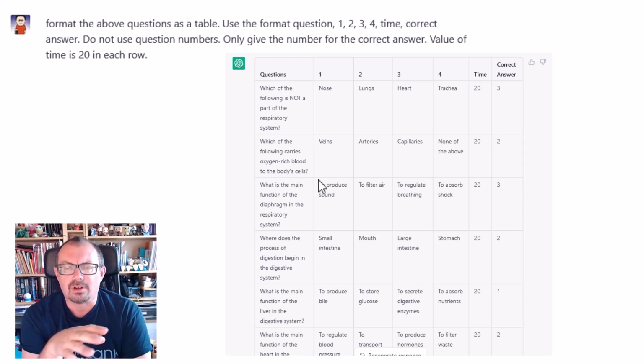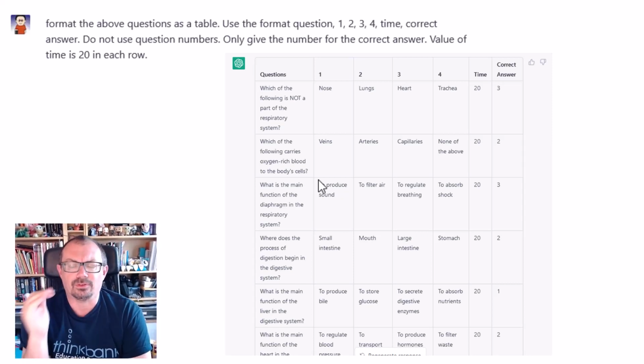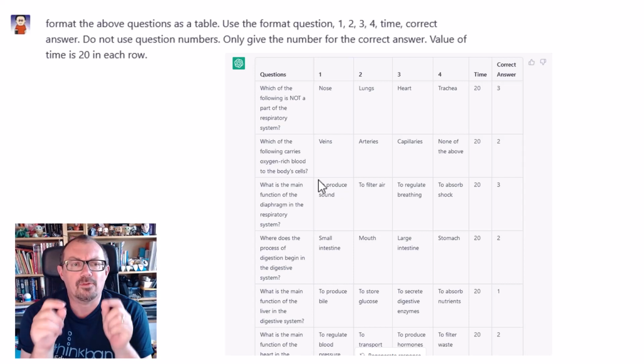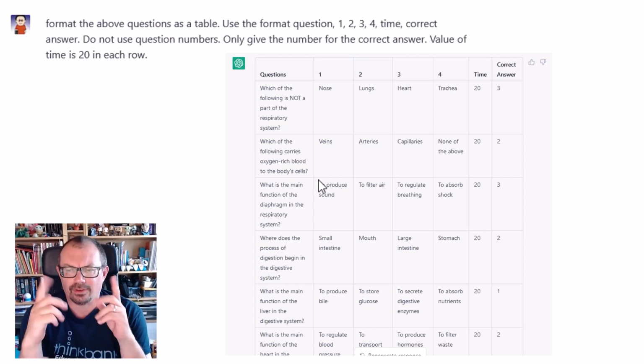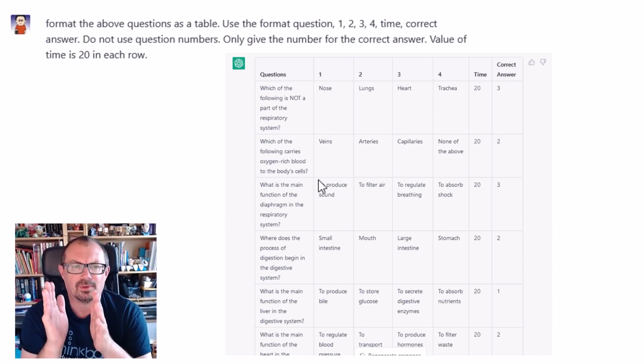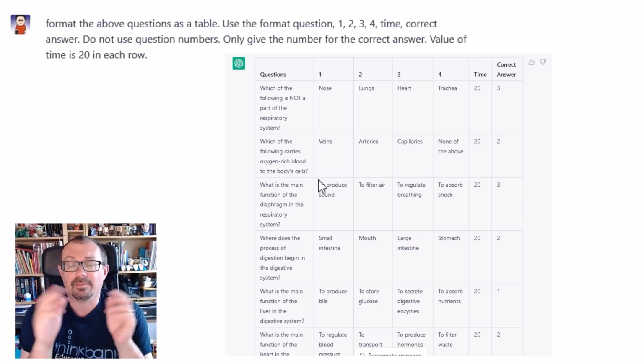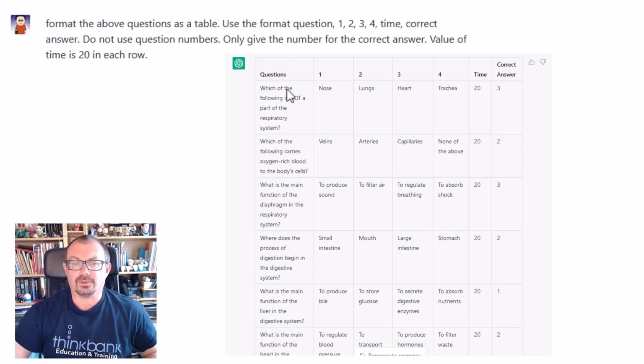So I said, okay, that's great, but please can you format the above questions? This is in the next box underneath. Format the above questions as a table. I want you to use this format, question, and then 1, 2, 3, 4. The time, because Kahoot lets you have a certain time level for each question, so I want that to be 20. And what the correct answer is, and give a number for the correct answer. So it formatted it as a nice little table, question, what 1, 2, 3, 4 answers are, and the correct answer is number 3, and so on.